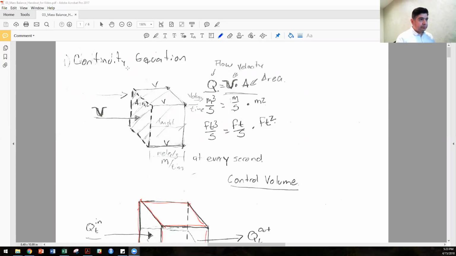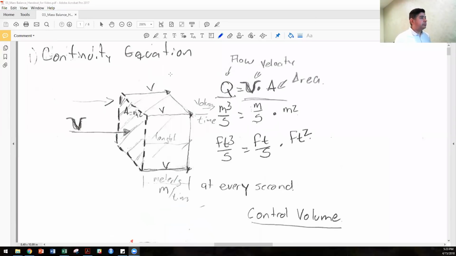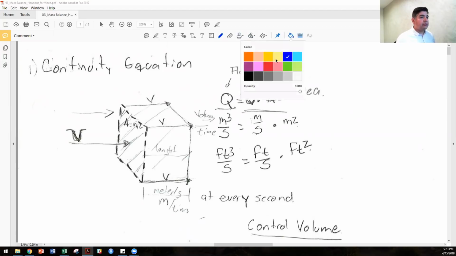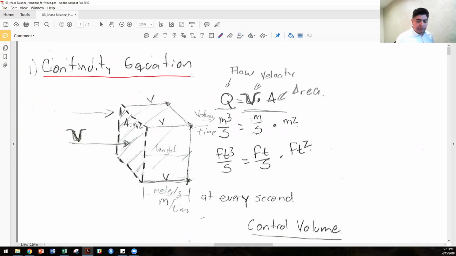Okay, so first things first. You'll receive a handout, and in this handout you're going to be following all the materials of this class. The first thing is to teach a little bit about the continuity equation. So what is the continuity equation? We're going to be talking about flow rate. What that means is how much water is passing in a certain period of time.